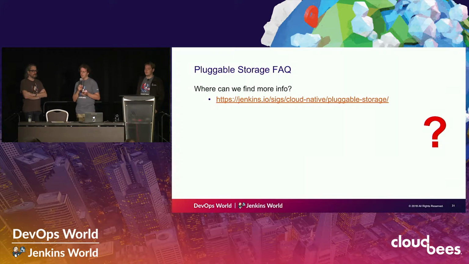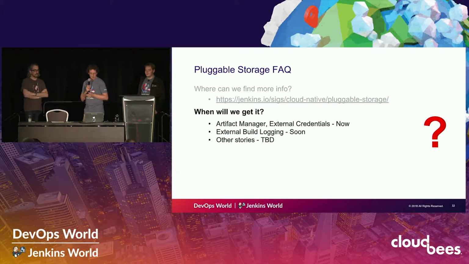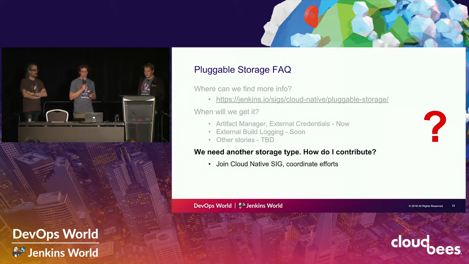As part of the special interest group, there's a whole page with all kinds of details on the status of the various pluggable storage stories that we have. As I said, Artifact Manager and external credentials can be installed right now in production grade. Build logging is something we're actively developing. We just started working on test results and other things we need to prioritize at this point. If you'd like to get more involved, then please join our SIG.